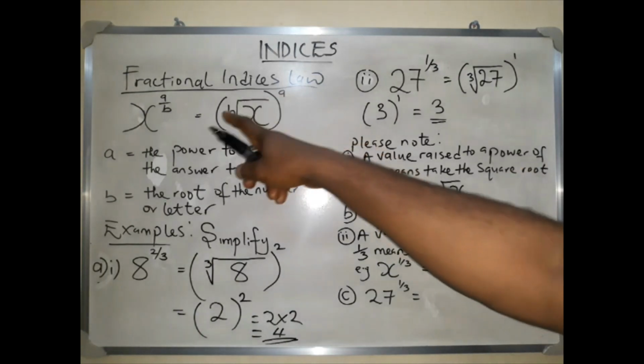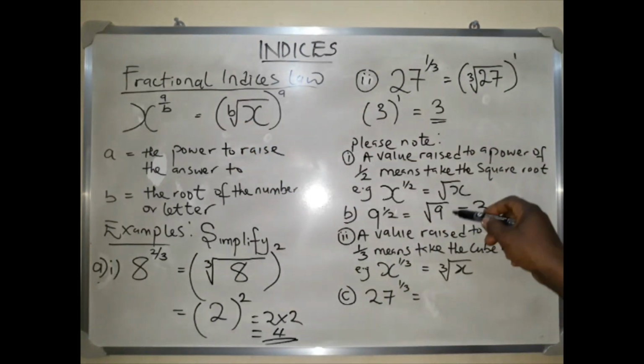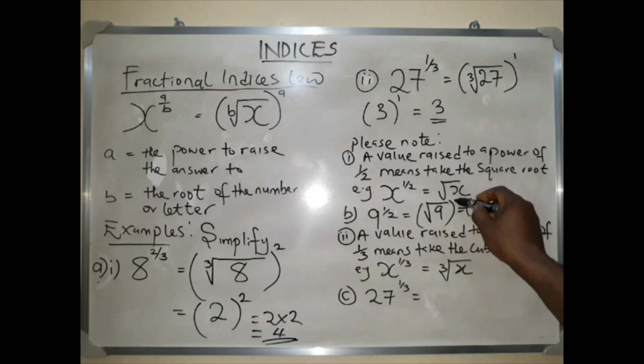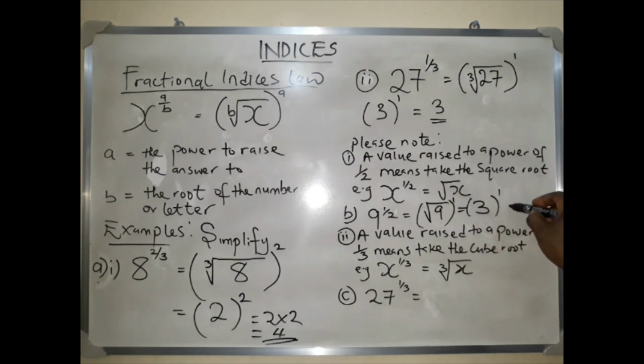But if you want to follow what we have here, you simply say the square root of 9 raised to power 1, 3 raised to power 1, which is the same thing as 3. So it's not that you're not following the law, it's just a way of simplifying it, since you know that anything raised to power 1 is that thing.